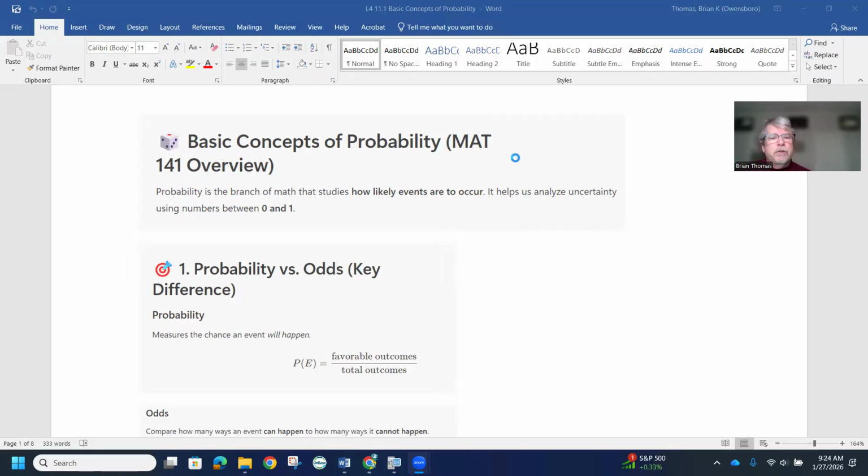So when it comes to probability, probability is a branch of math that studies how likely an event is going to occur. So it helps us analyze uncertainty using numbers between 0 and 1. A lot of times these numbers between 0 and 1 are converted to percentages as well.